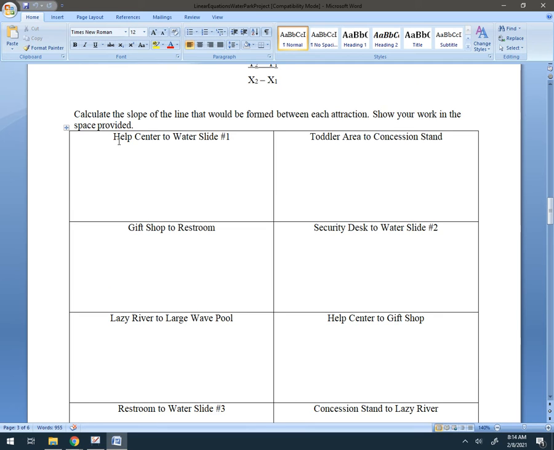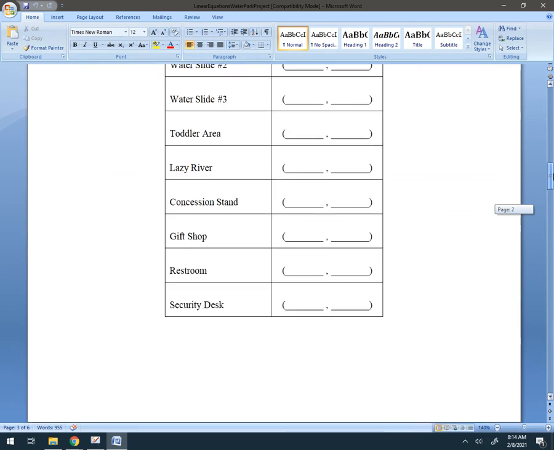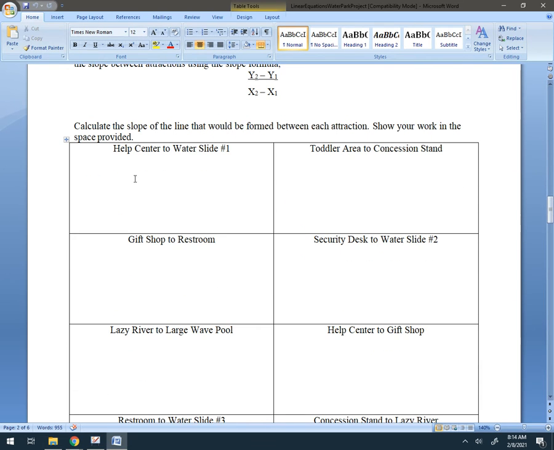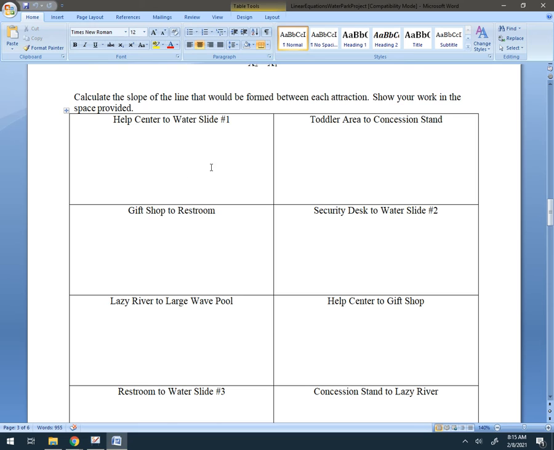So like help center to water slide. You wouldn't even look at the graph. You would just go back up here and say, okay, help center, what point did I put there? Water slide, what point did I put here? And then write your 2 points down, and then use the formula to find the slope between those 2 points. And that's all you're doing. So you find the slope between these two.